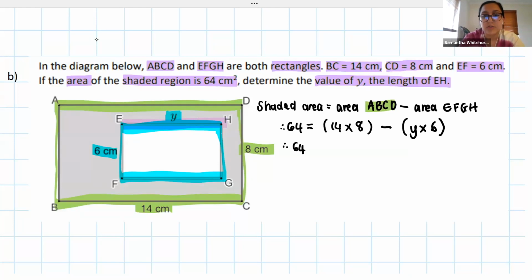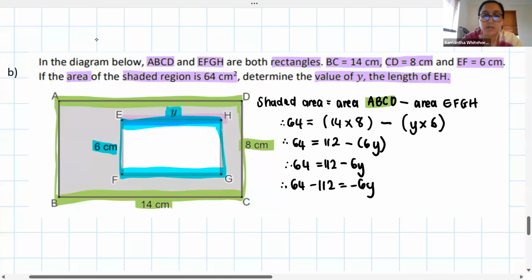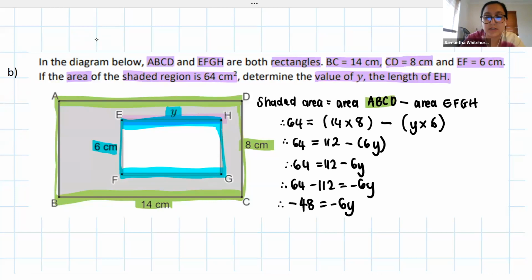So 64 is 64. 14 times 8 is 112, minus y times 6, which is 6y. And therefore we have 64 equals 112 minus 6y. It's an equation. We solve the equation. We're going to subtract 112 on both sides in order to get this negative 6y term alone, so get that y term alone. I want to say that's negative 48, but let me just double check my maths. So 64 minus 112 is minus 48, which is equal to negative 6y.